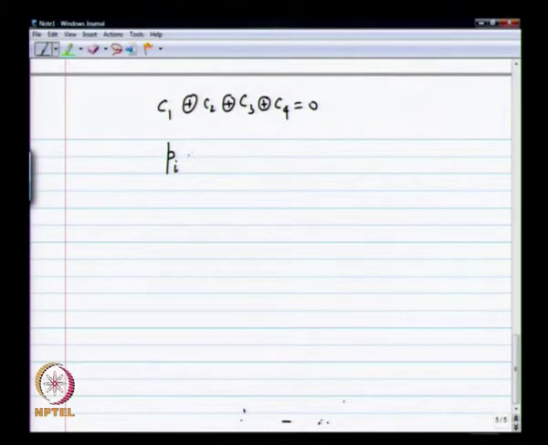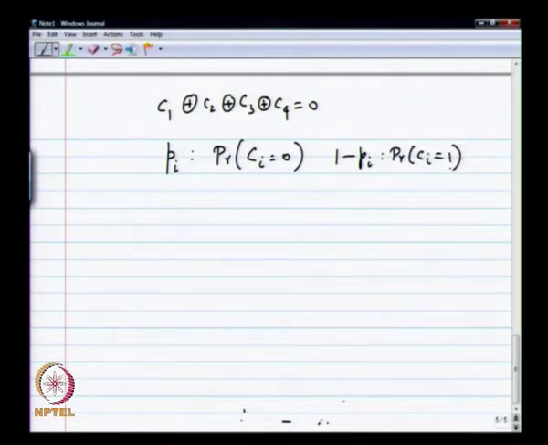Pi is the probability that Ci is 0. Suppose somebody tells me this, okay. Do not worry about how I got this answer. Somehow somebody tells me Pi is the probability that Ci is 0. So, of course, 1 minus Pi will be the probability that Ci is 1, okay. So, that is okay.